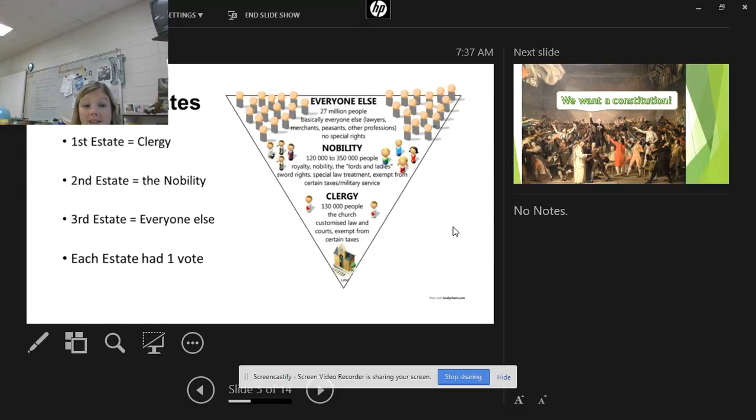And then don't forget, each estate only had one vote. So if the third estate is trying to make their position better in France, they're continuously going to be outvoted by the first and second estates, who obviously don't want to change anything because they have a pretty sweet deal. So they're always going to get outvoted. And even though one vote sounds equal, it's not very fair. So there's our big problems leading into the French Revolution.